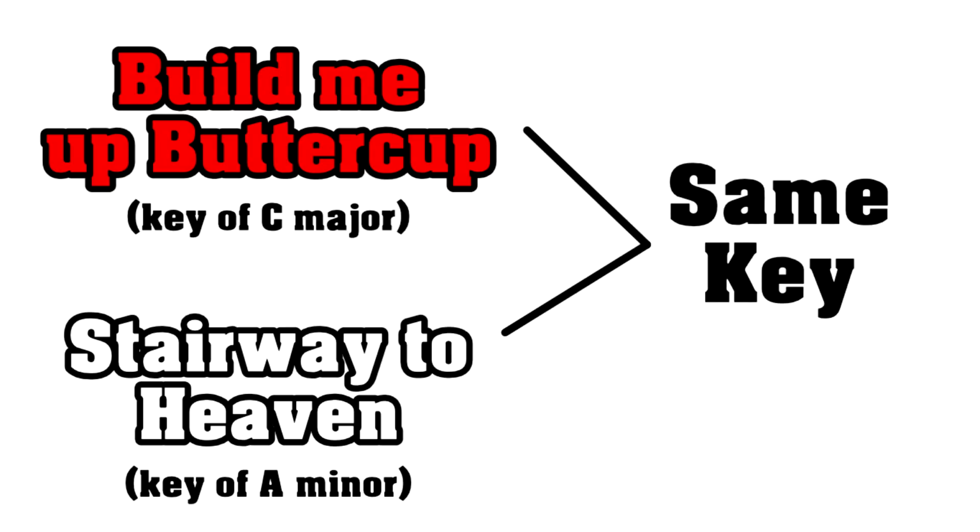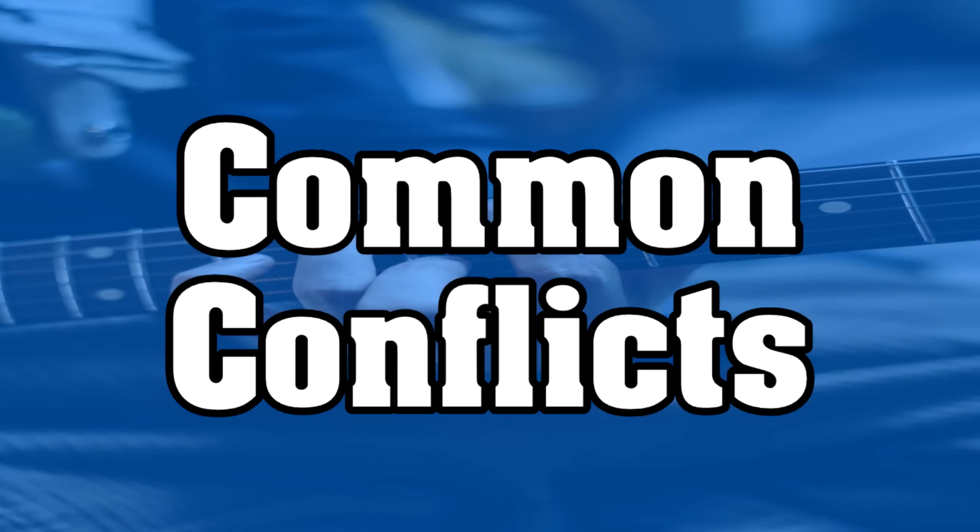However, you may still communicate with other musicians using the musician lingo and refer to Build Me Up Buttercup as being in the key of C major and Stairway to Heaven as being in the key of A minor, but ultimately you realize that these are the same exact key. So let's talk about some common conflicts between the two systems.